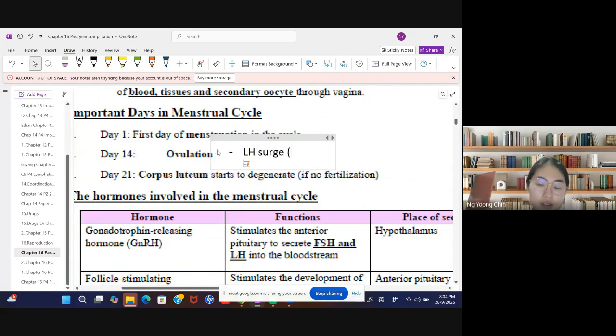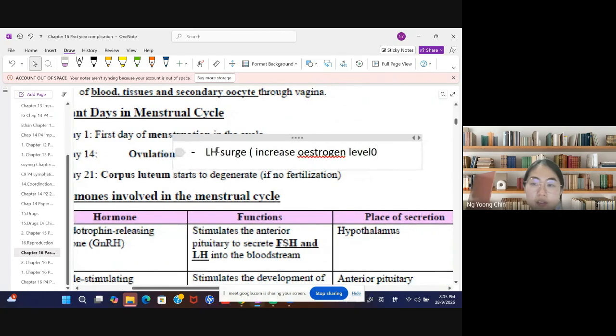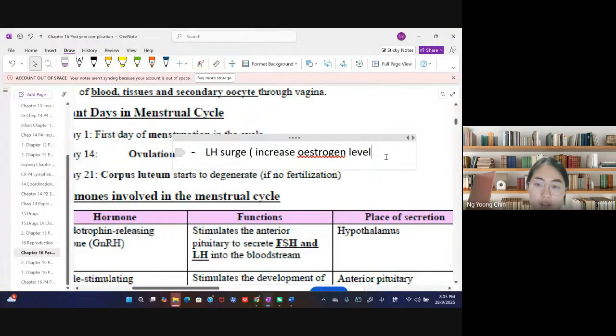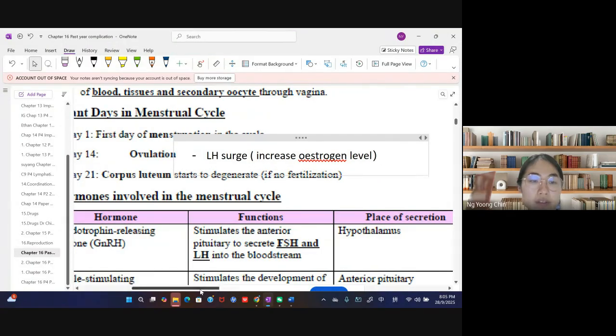Due to the increase in the estrogen level, it causes the LH surge. Oh, sorry, LH surge. So how about day 21?